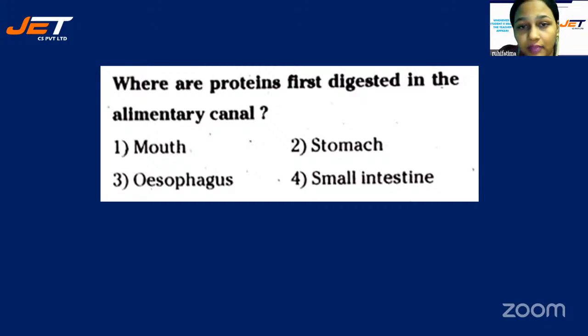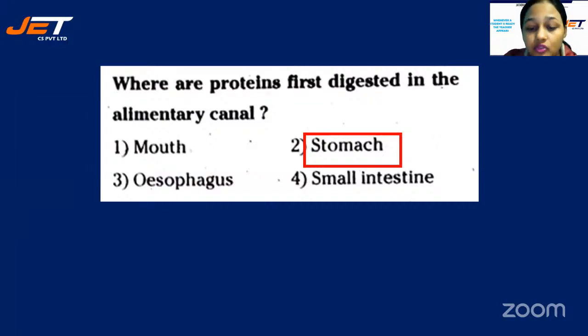All right, I'm getting mixed answers for this question. Let me reveal the correct answer. Okay, the correct answer is stomach. Proteins are first digested in the stomach, that is in the alimentary canal. So option 2 is the right answer. Those who have opted option 2, they are right.